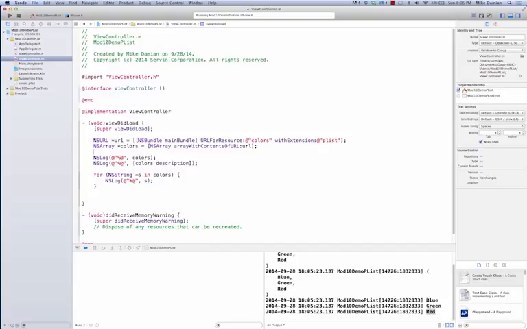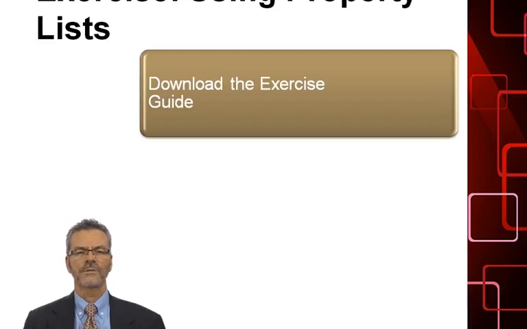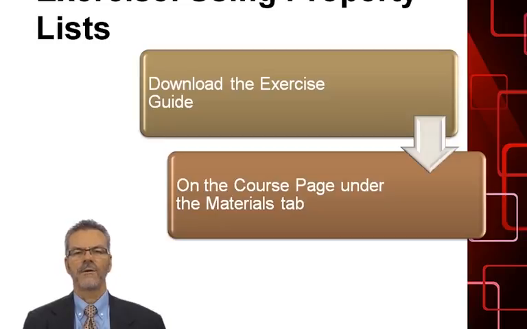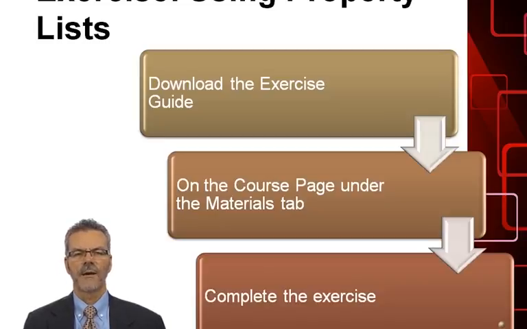So as always, make sure you can repeat this same demo. Make sure you can write this code and execute it and run it in the simulator just like we did here. For your exercise, you'll also learn how to use the property list. So download the exercise guide on the course page under the Materials tab and then complete the exercise.